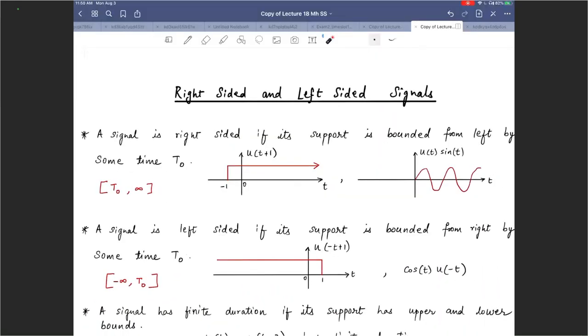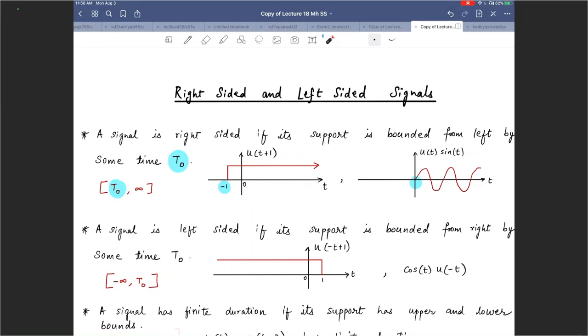Over here, u of t sine t is a right-sided signal with a bound on the left of 0. So t0 is -1 here, 0 there. The support is bounded on the left by t0, but it is not bounded on the right. That's called a right-sided signal, and it is pretty obvious. You would obviously call this a right-sided signal because it's moving to the right.